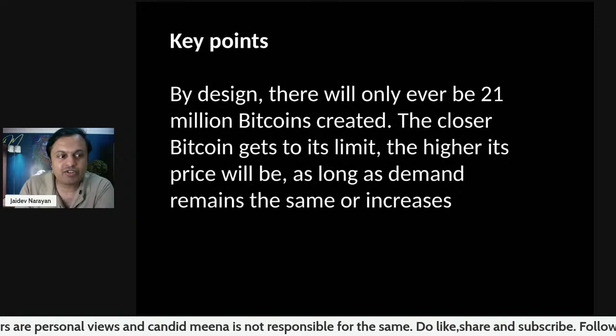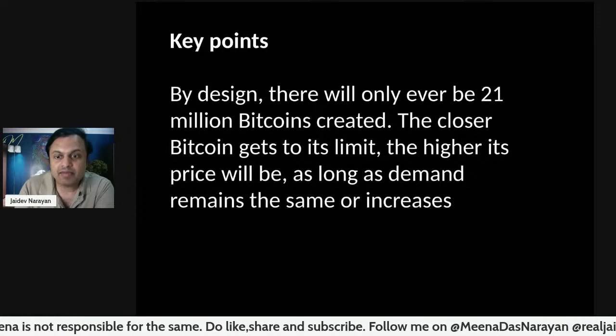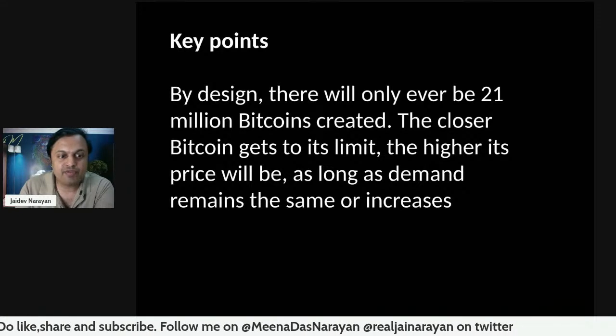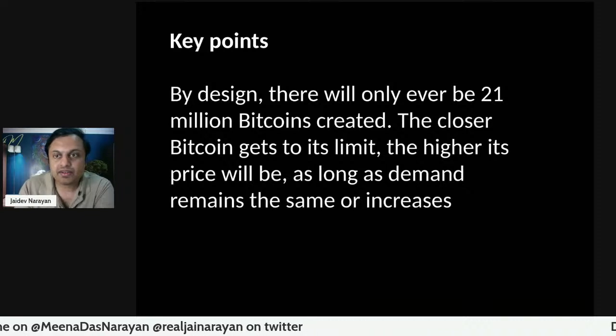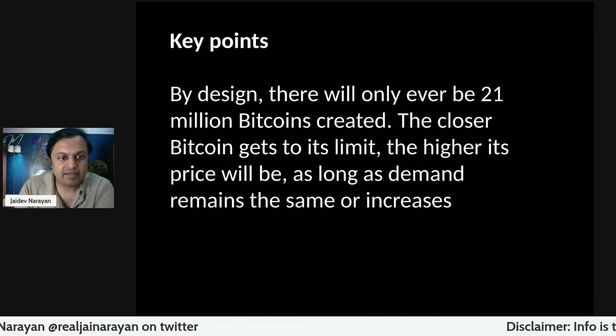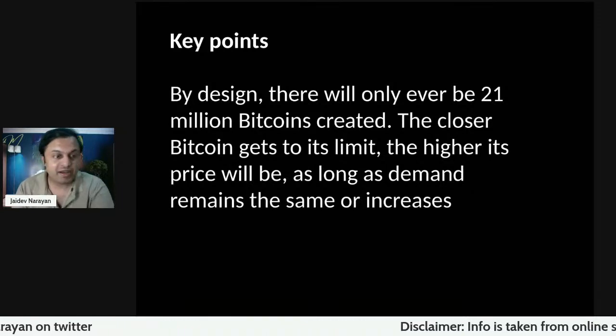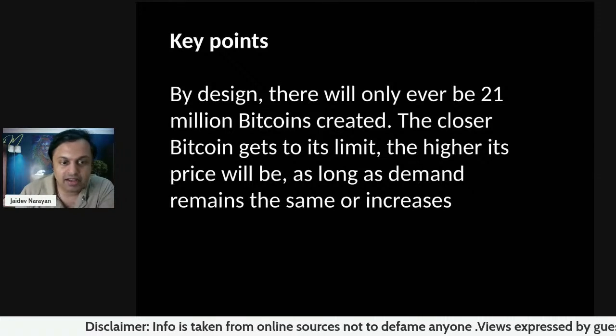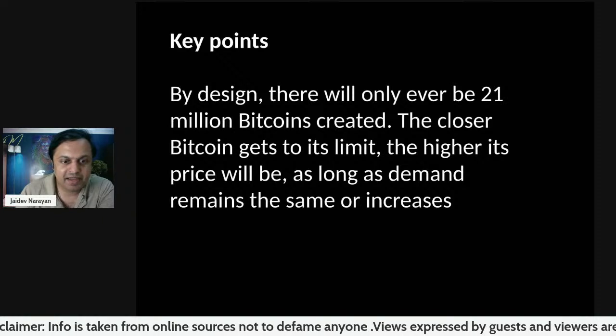The closer Bitcoin gets to its limit, the higher its price will be, as long as demand remains the same or increases. It halves every 4 years, slowing down the number of coins created. So, as long as people believe, the closer Bitcoin gets to its limit, the higher its price will be, as long as demand remains the same or increases. So, there's a big if, right?